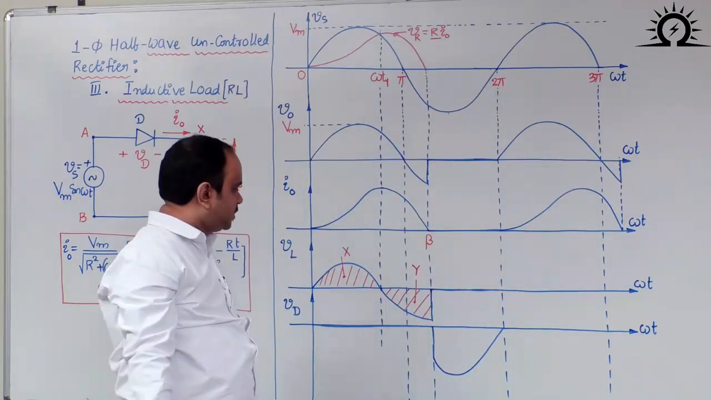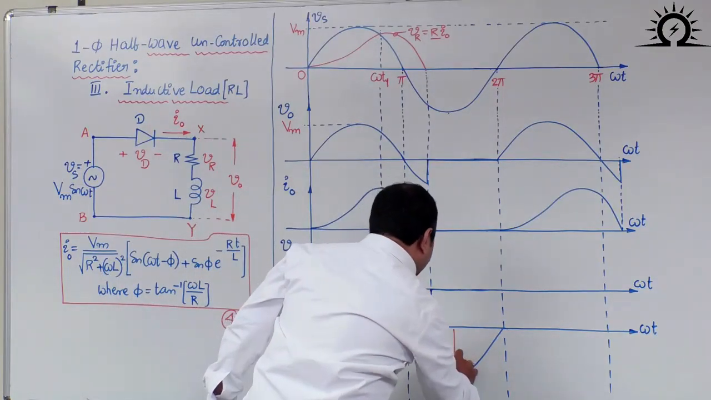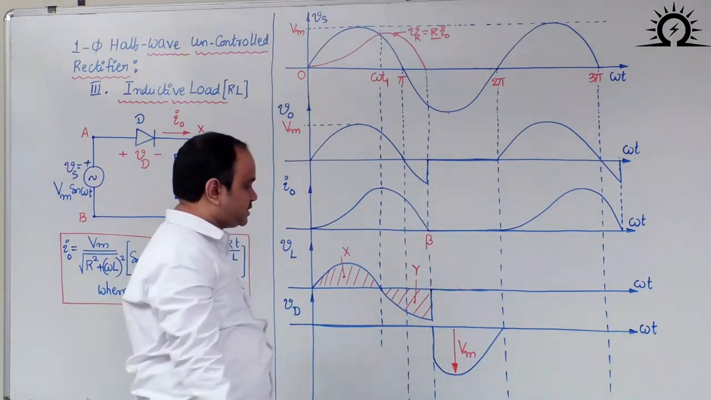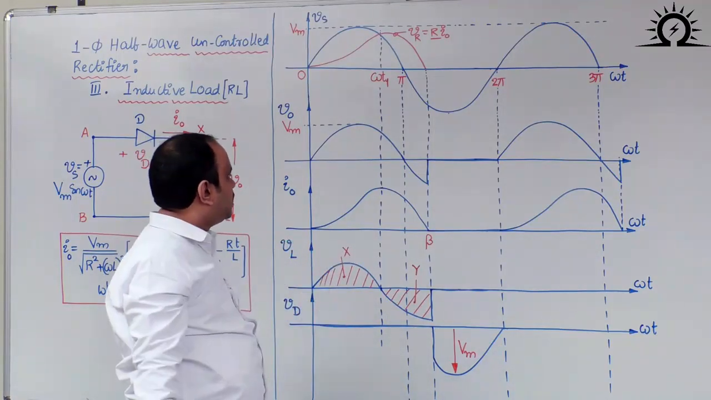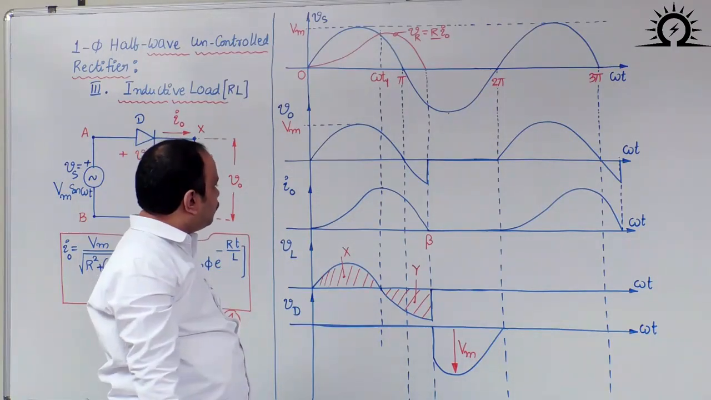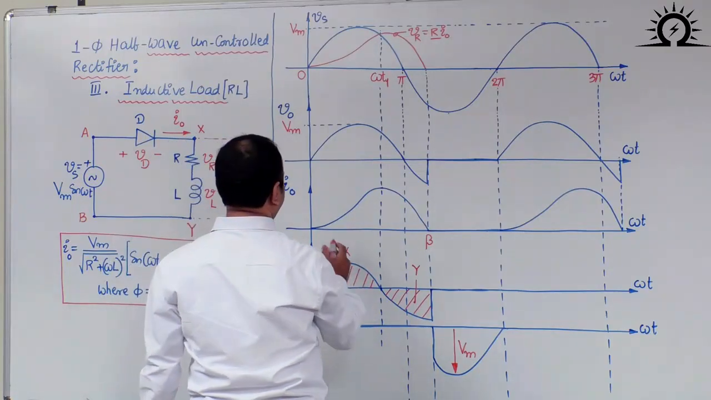That source voltage will now appear across a diode. In this interval, the peak value here is Vm, that is same as the source voltage Vm. So this is what the waveforms look like for an RL load.